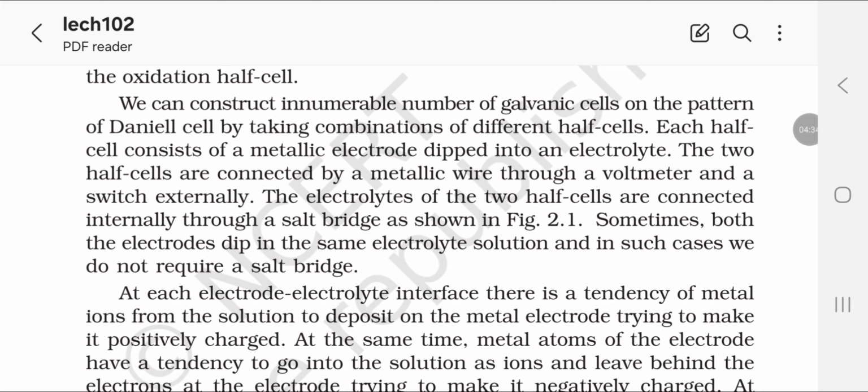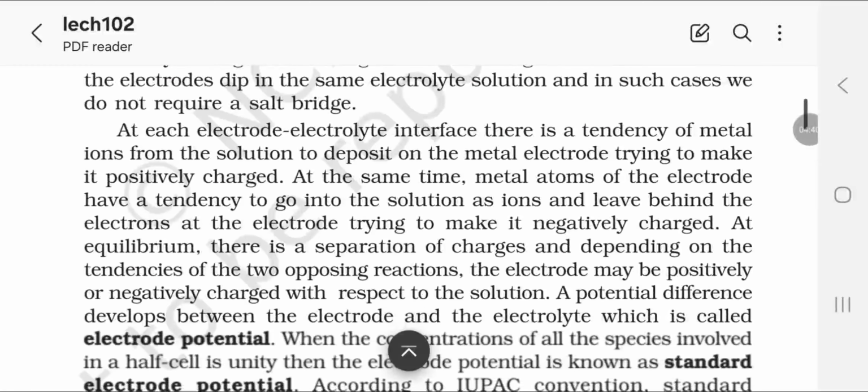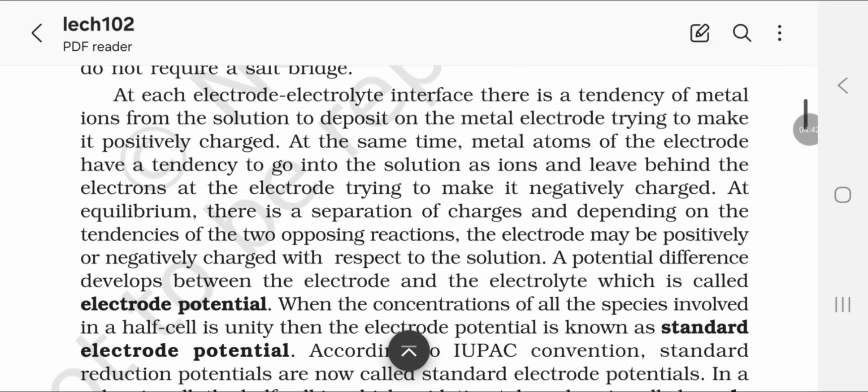Sometimes both the electrodes dip in the same electrolyte solution and in such cases we do not require a salt bridge. At each electrode electrolyte interface, there is a tendency of metal ions from the solution to deposit on the metal electrode, trying to make it positively charged. At the same time, metal atoms of the electrode have a tendency to go into the solution as ions and leave behind the electrons at the electrode, trying to make it negatively charged.